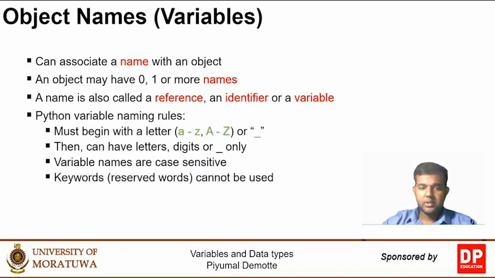A variable name should only start with a character from A to Z, either in lowercase or uppercase. Also, a variable name could start with an underscore symbol. Then we can include digits, letters, or underscore symbols in a variable name, but not symbols like plus sign or dollar sign. Also, variable names are case sensitive. That means if you have the same variable name in lowercase and uppercase, those refer to two variables. Furthermore, you cannot use reserved keywords in Python for variable names.